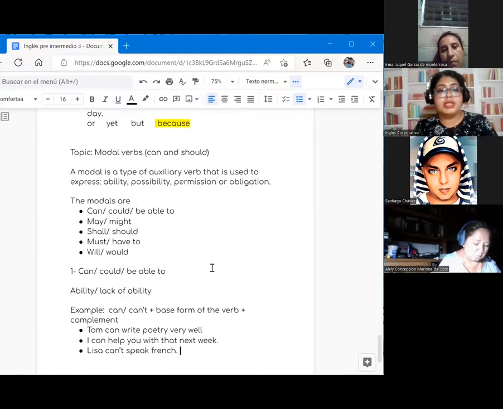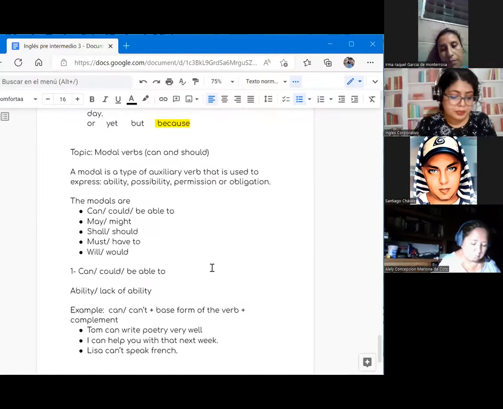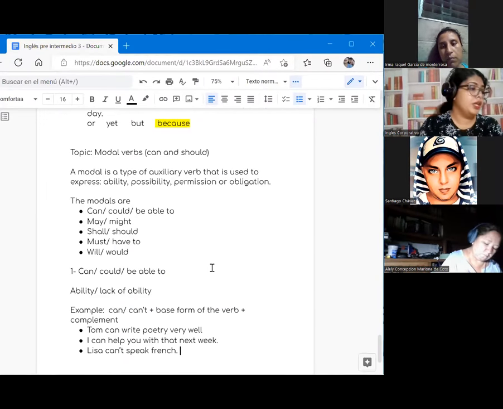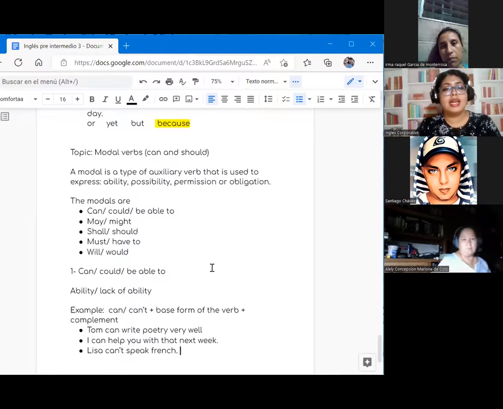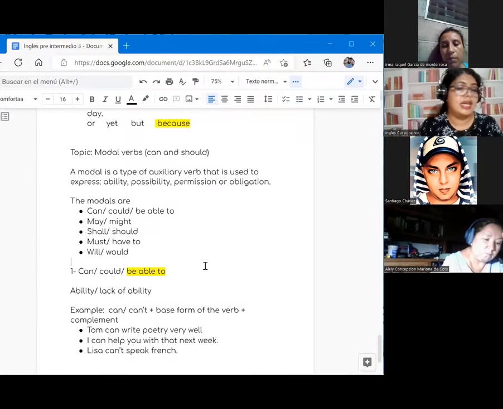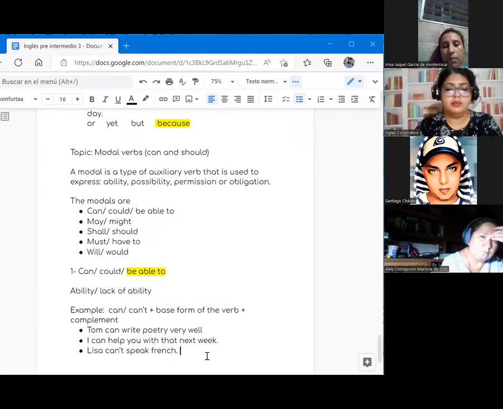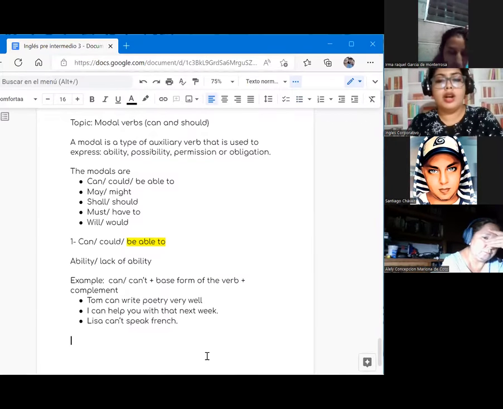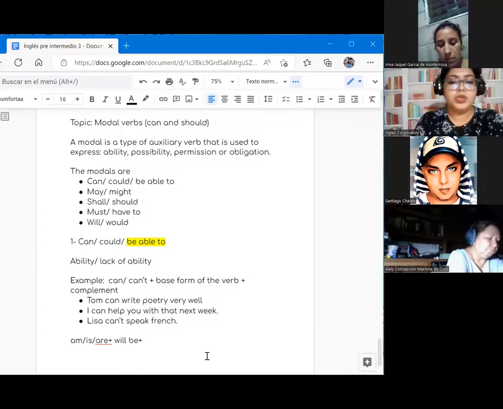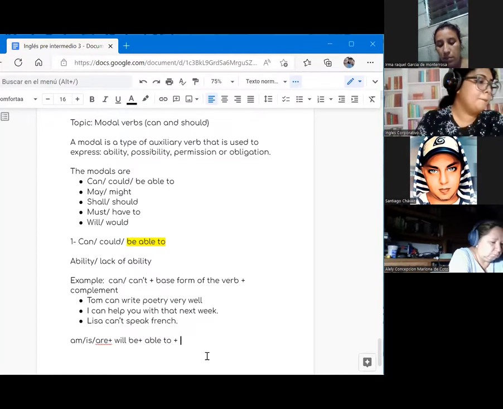In the case that we are going to use the verb to be, in all of these structures, we are going to use the verb to be because it's one of the most used verbs in English. We are going to have am, is, are, will be, plus able to. En este caso vamos a utilizar el able to, que es este de aquí, be able to. Vamos a utilizar el verbo to be con el able to, con la forma base del verbo. So, we have am, is, are, plus will be, plus able to, plus base form of the verb.